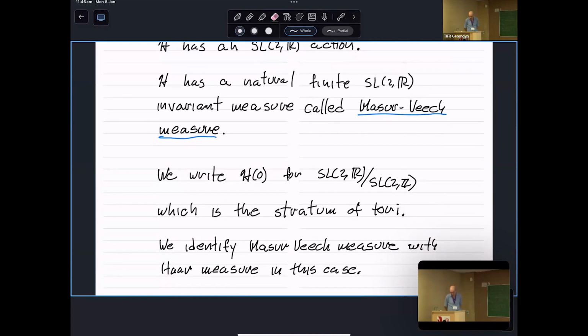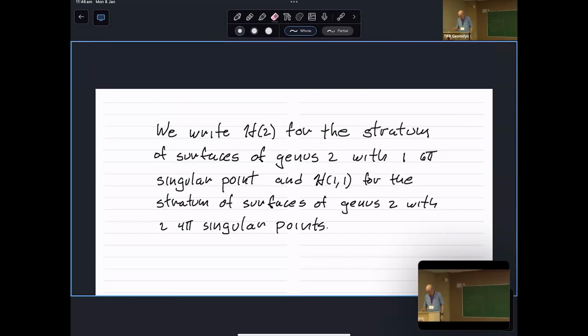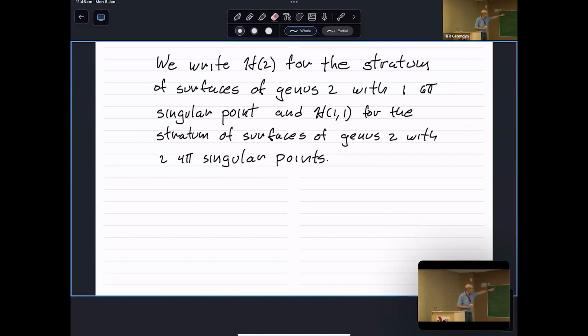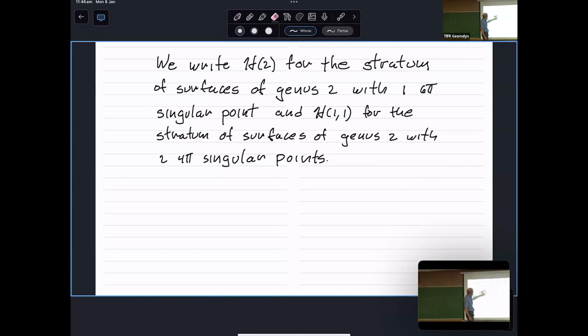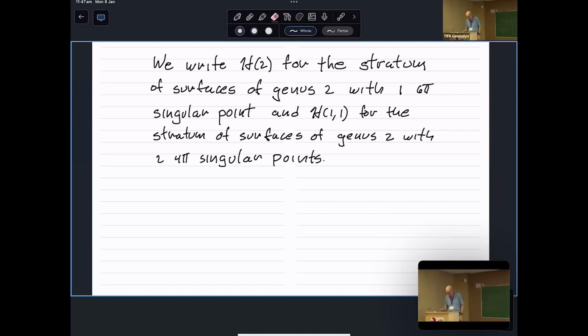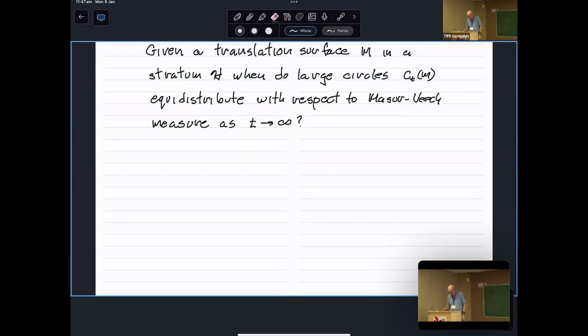So in this special case, you can sort of see the finite invariant measure. There is some labeling scheme where H2 corresponds to this surface of genus 2 with a single 6 pi singular point, and H11 corresponds to the surface of genus 2 with 2 4 pi singular points. I'm going to stick mostly to genus 2 because that's really where my story is taking place. So there's only these 3 strata you have to keep in mind: the stratum of the torus and these 2 strata in genus 2.